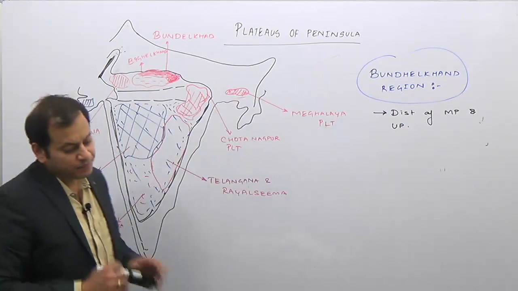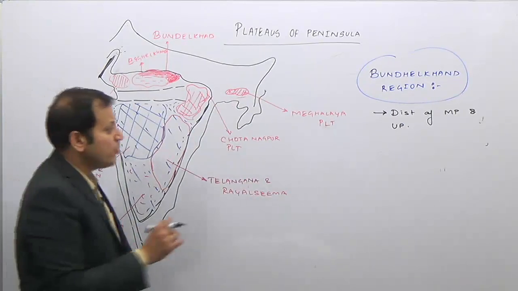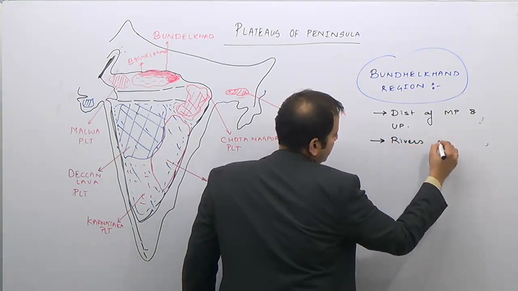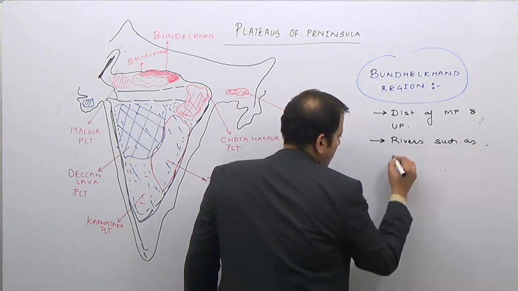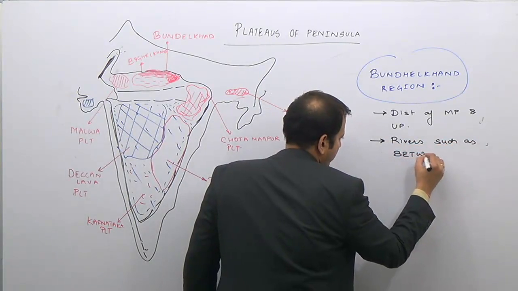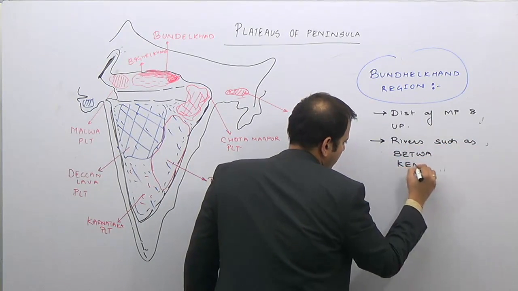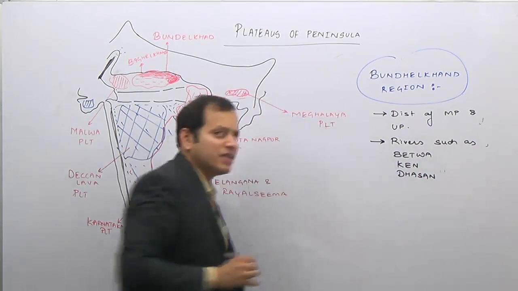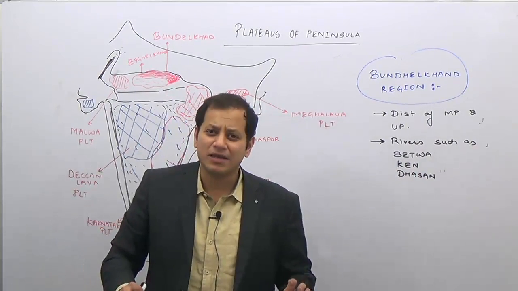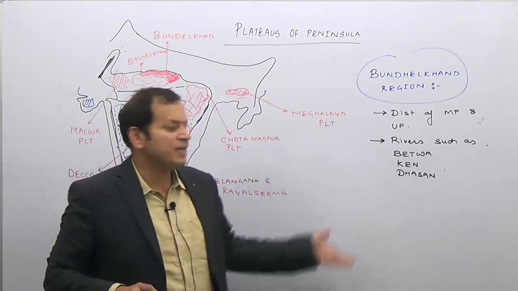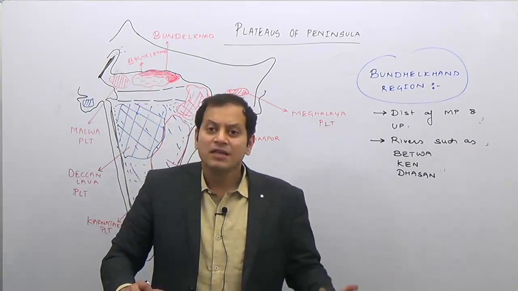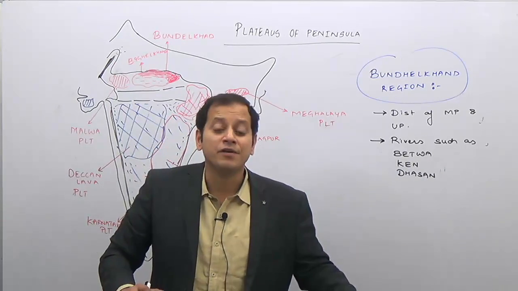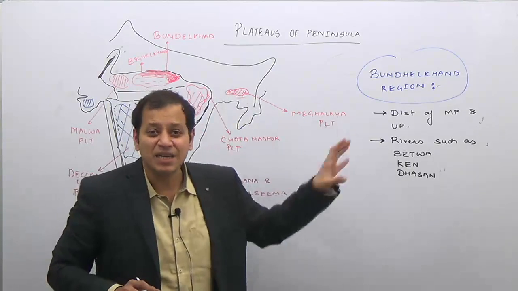But you remember which are the important streams. Rivers such as the Betwa, Ken, and Dhasan flow through this region. These rivers cut down this region, forming deep gorges, and therefore this region is again highly eroded.